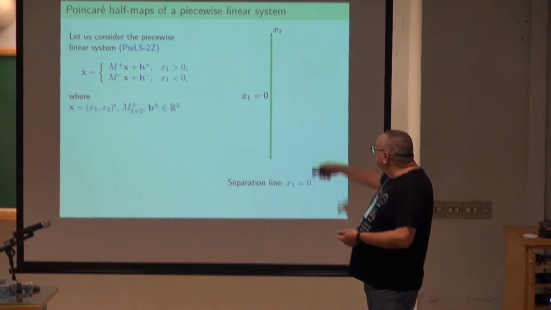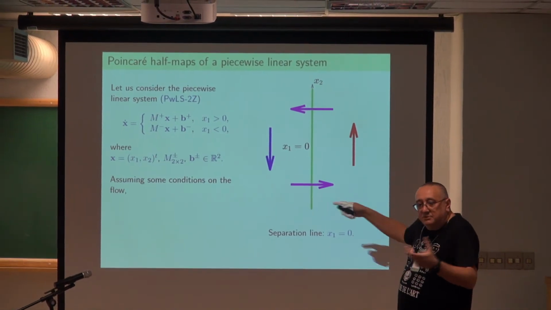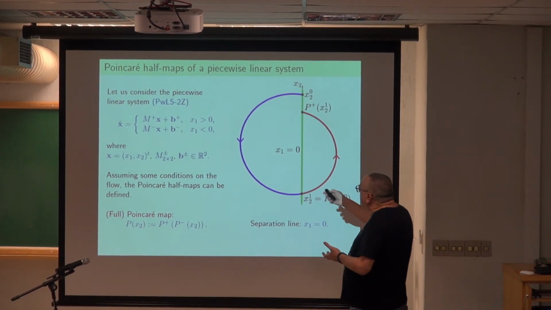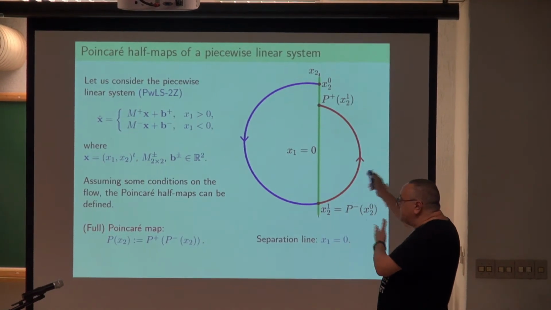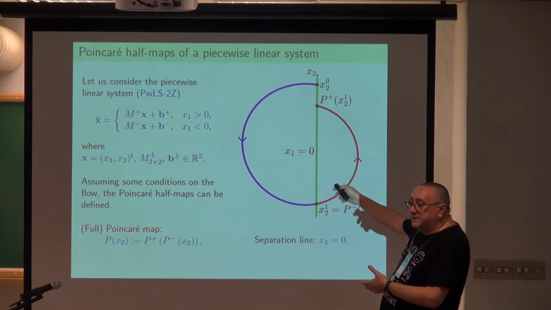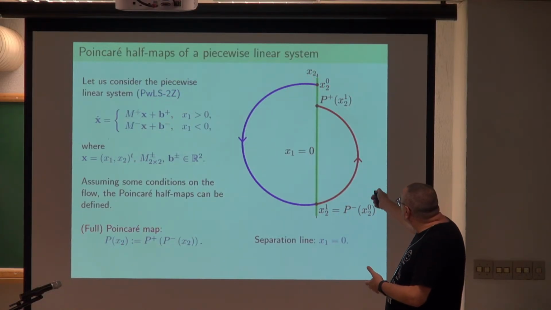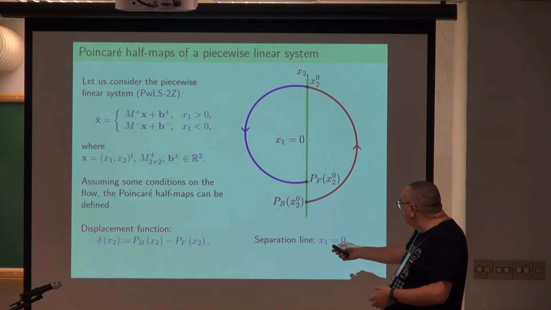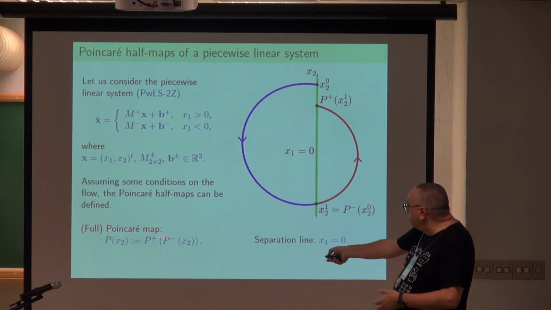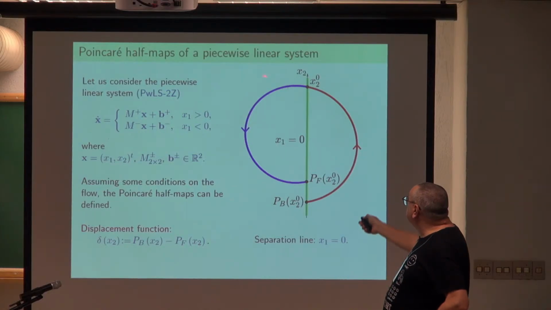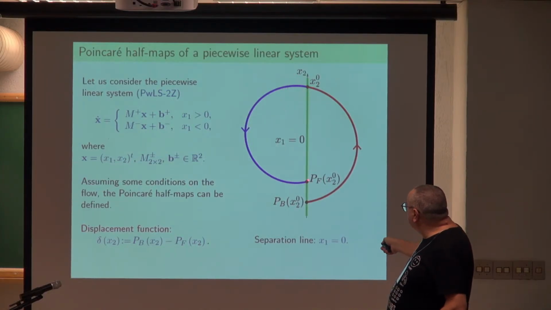It's linear on both sides, and assuming some conditions on the flow, we can define the Poincare half maps, the left half map or the right half map. In this case, we can take the maps in this way. You take a point, and then the image will be the left Poincare half map, and if you compose it with the right one, then you have the full Poincare map.